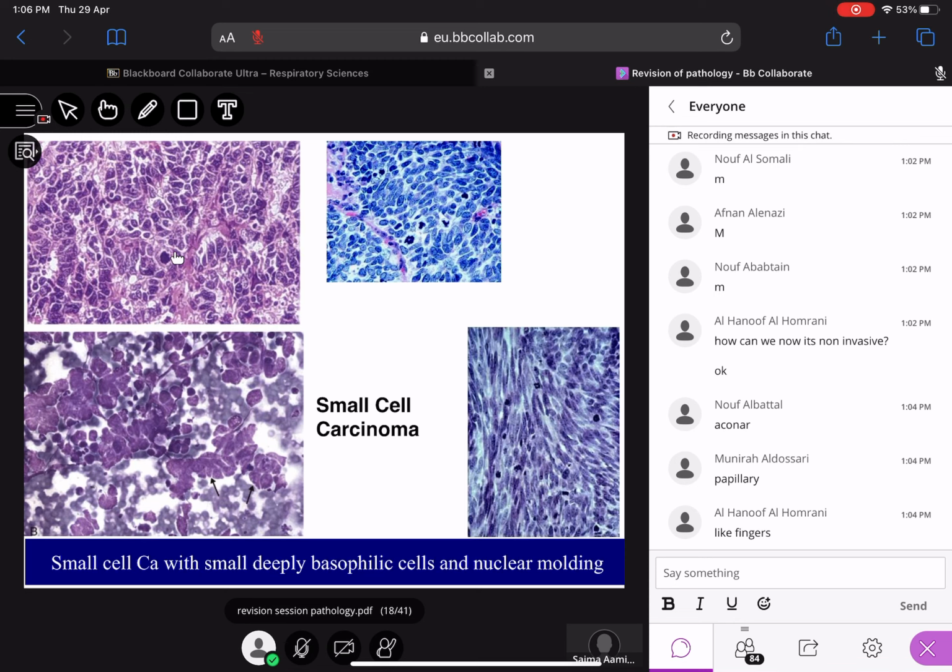Okay, the diagnosis is written, but still, what is the diagnosis?